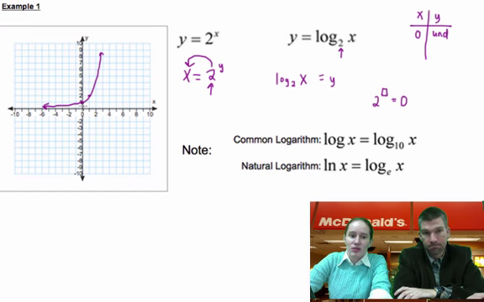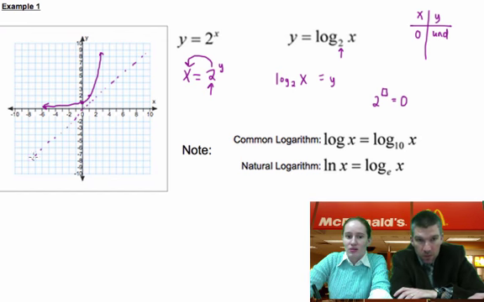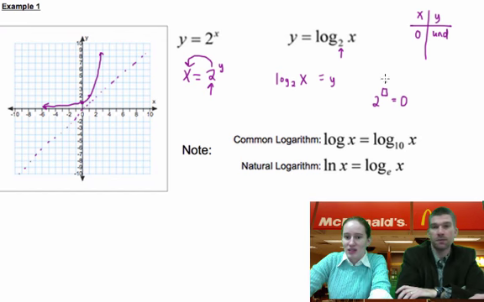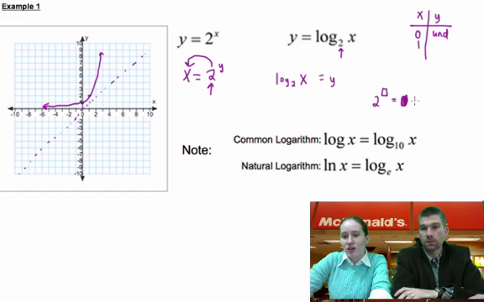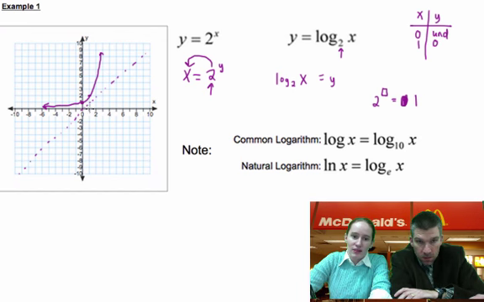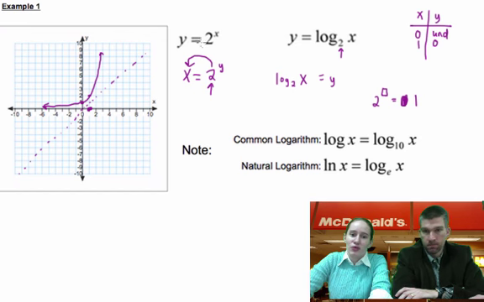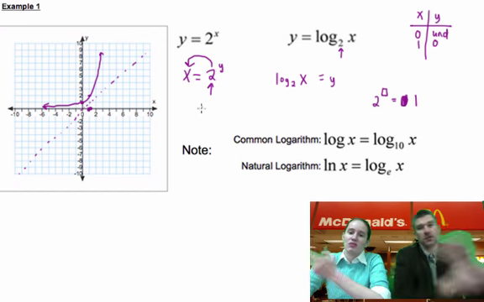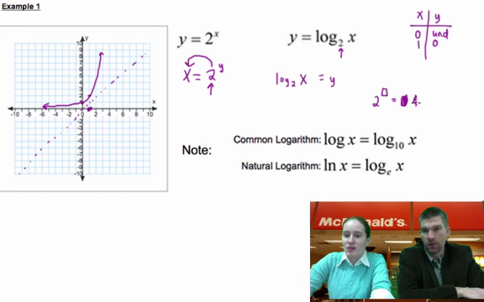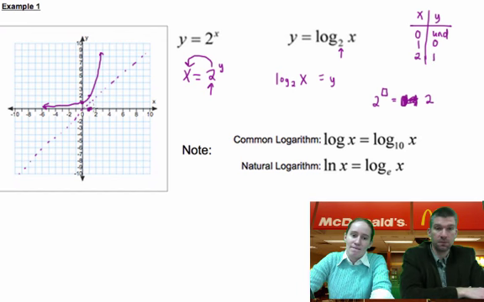So since these are inverses, we should have a reflection over the line y equals x. If we were to plug in 1, then we'd be saying 2 to what power is 1? 0. Okay, so (1, 0). The other way to go is if we'd made a table of values for the exponential one, we could just switch the x and the y. That would have been really handy, but we didn't do it, and that's okay. If we plug in 2, 2 to what power is 2? The first power. 2 to the first power is 2.